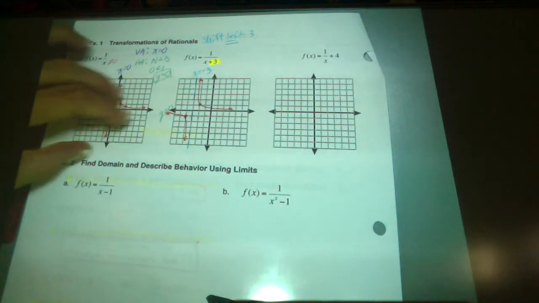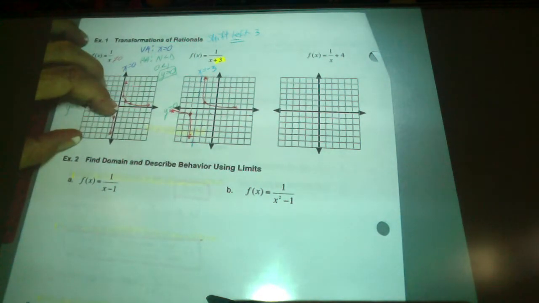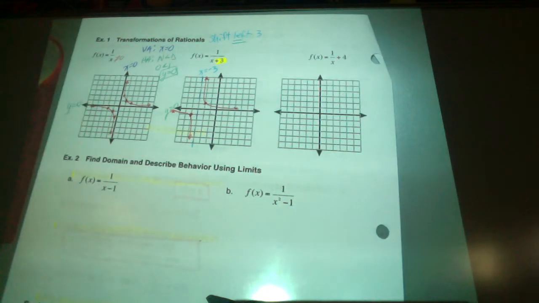So it's the same shape graph. All that happened was it got moved to the left 3. Only the x values were affected, not the y's. So there's no need for my calculator on that one.